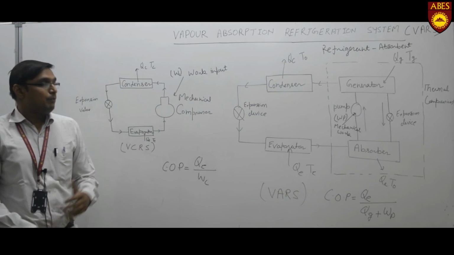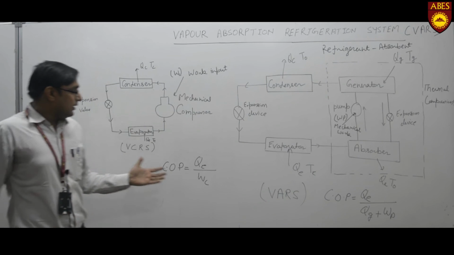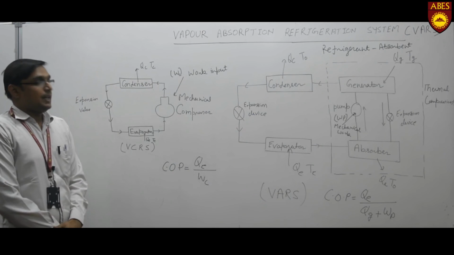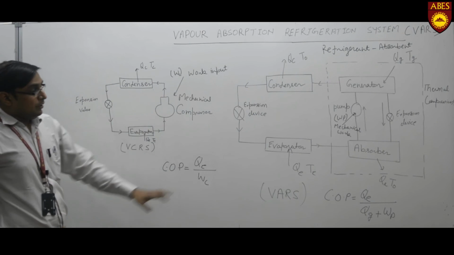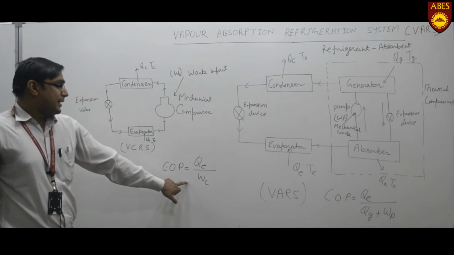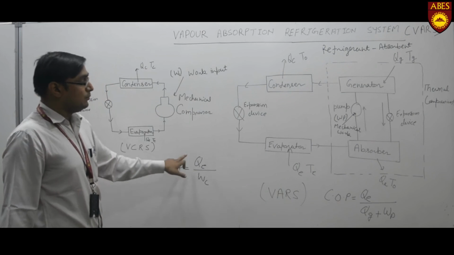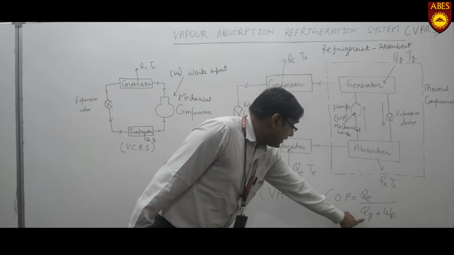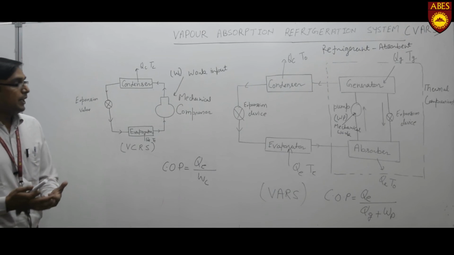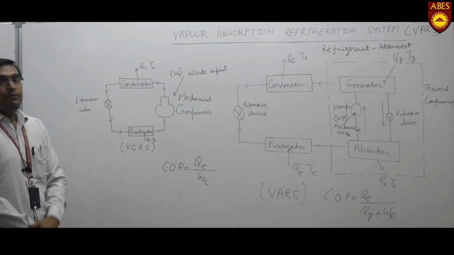But if we compare based on the quality aspect or second law aspect, then VARS system is equally comparable to VCRS system because we use low grade thermal energy, and work is high grade energy. So here work is less but its quality is more, but here low grade thermal energy is more but its quality is less. So if we compare based on the quality level, then COP of VARS system is comparable to VCRS system.